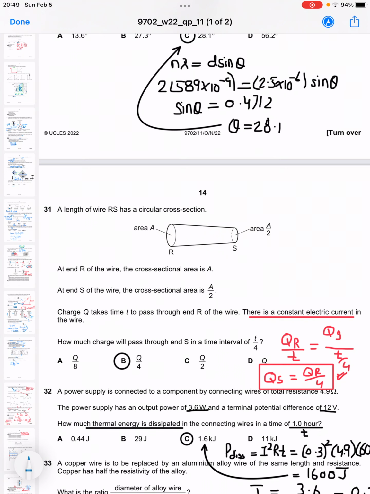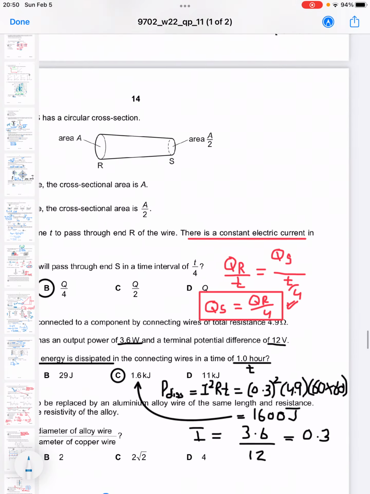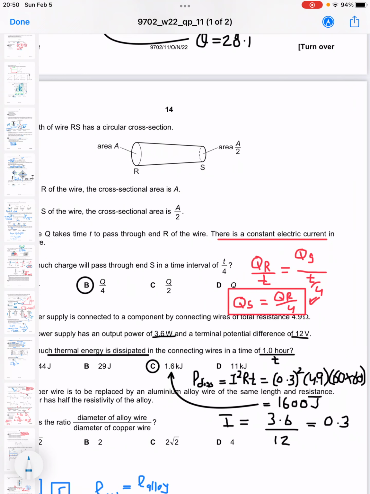Question number 31 says that a length of wire RS has a cross-sectional area, and the areas are given. The charge Q takes time t to pass through R. There is a constant electric current in the wire, so that means the current does not change. The current remains the same, the other things change. How much charge will pass through at S? So I is equal to Q over t. So Q_R over t at end R, and Q_S over t by 4 at end S. So we could find Q_S. Q_S becomes Q_R over 4, which is Q by 4. So B is the proper answer.